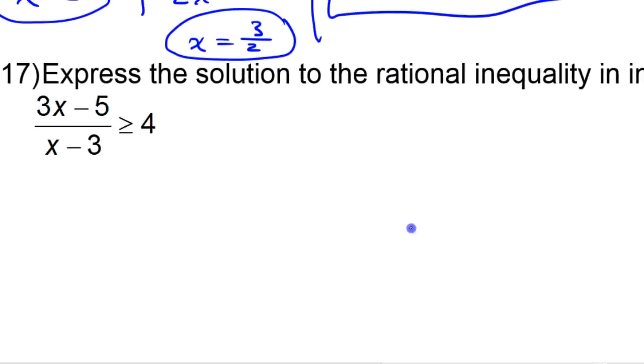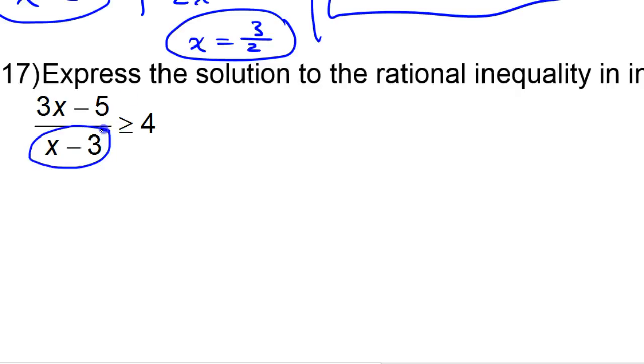All right, now number 17. Whenever you're solving an inequality, it's going to turn out to be something that we graph on a number line. So we need to find the critical values that we will use on the number line. So one of the critical values will be the excluded value.